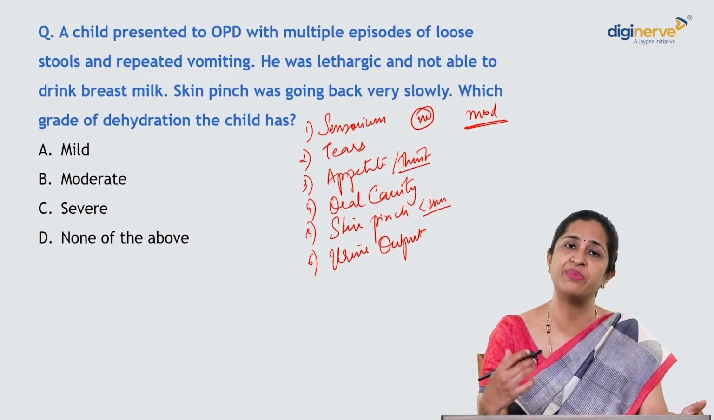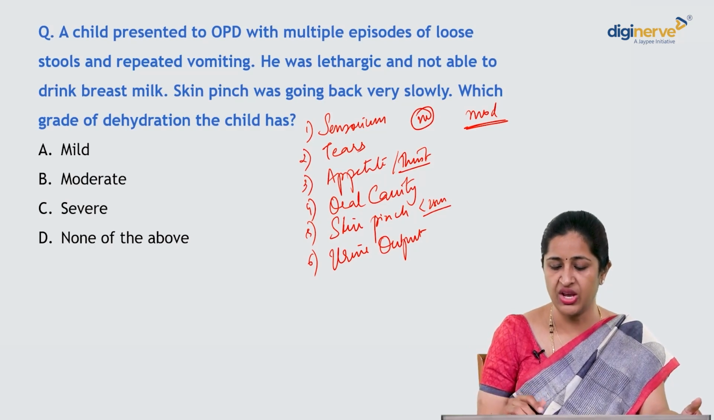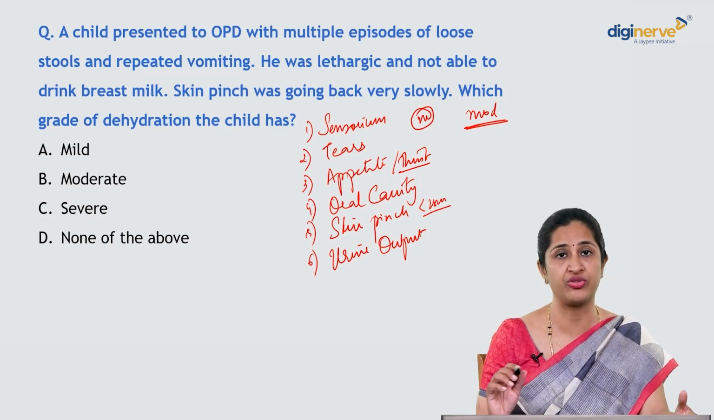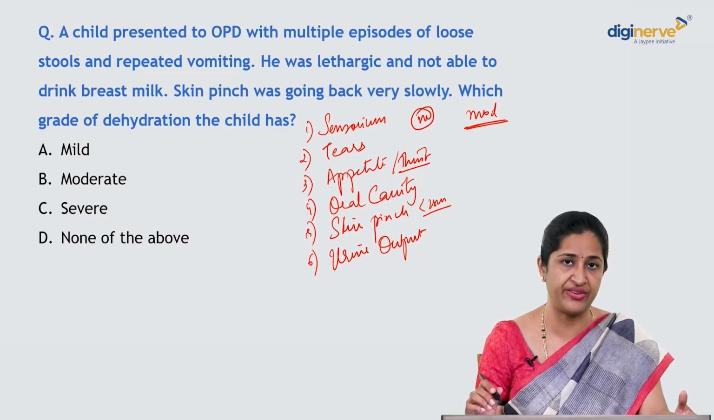Thirst will be very high, the child will be very thirsty and eager to drink. Oral cavity will be dry. Skin pinch will go back normally, urine output will be normal. This is a moderately dehydrated child.